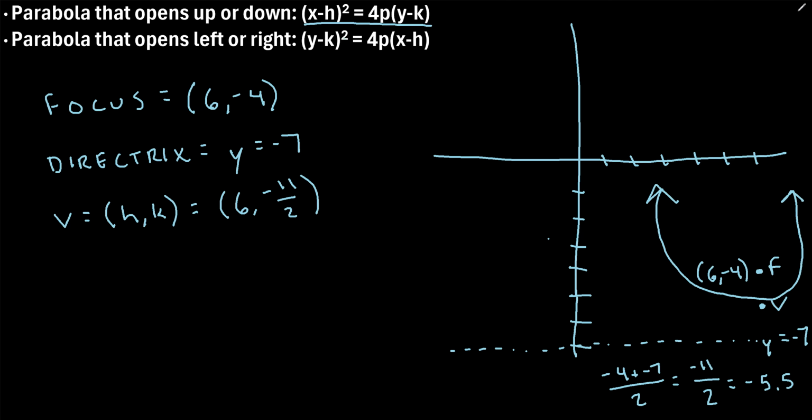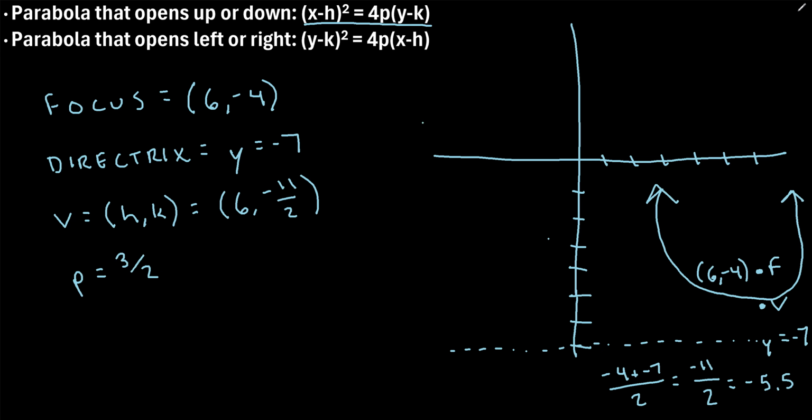So the only value we're missing now to write this equation is this p. So p is the distance between the vertex and the focus. Or in other words, what do we have to add to the vertex to get to the focus? Well, we know that the vertex has these coordinates, 6, -11 halves. So how can we get to the y coordinate of -4? So if we want to think of -11 halves as -5.5, how can we go from -5.5 to -4? Well, we'd have to add 1.5. Or if you'd like to think of it in terms of fractions, we can say 3 halves. So p is going to be equal to 3 halves.